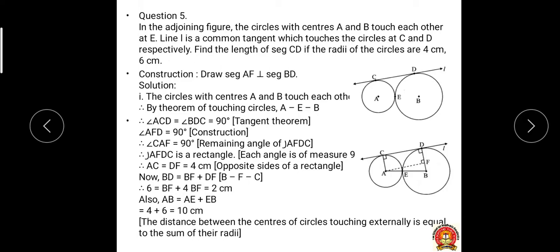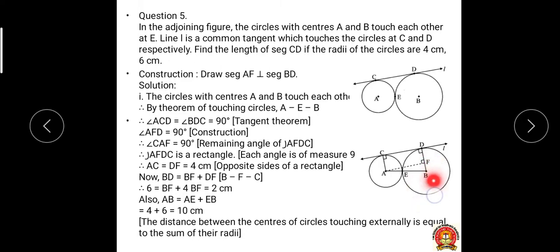Now AC is 4, DF is 4. What is BF? BF is DB minus DF. DB is 6 centimeters minus 4 centimeters. You will get FB equal to 2 centimeters. Now consider this right angle triangle AFB, with angle AFB 90 degrees. What is AB? AB is AE plus EB. So 4 plus 6 is 10.